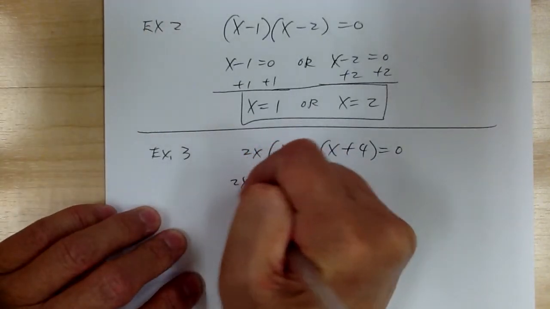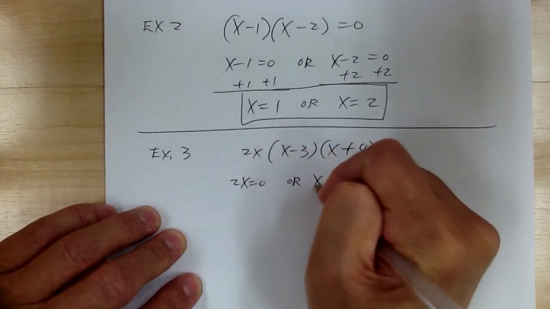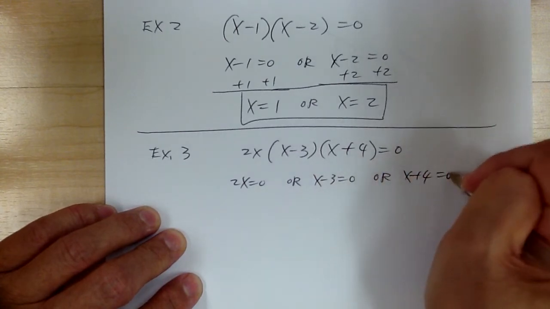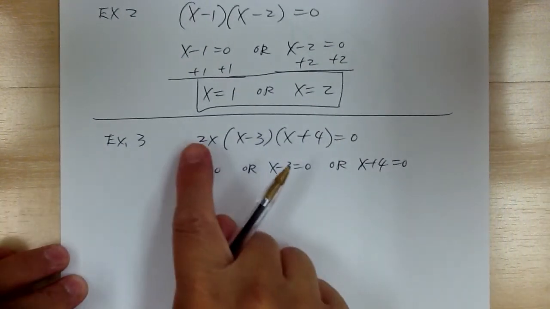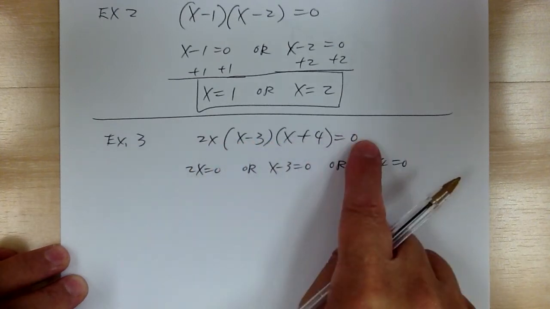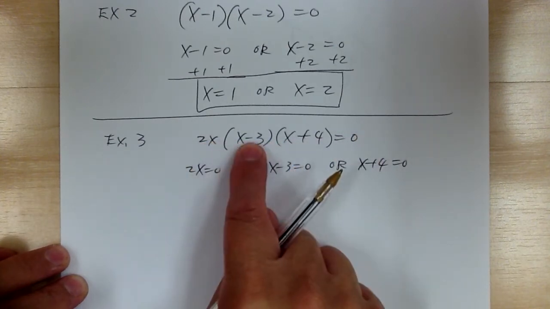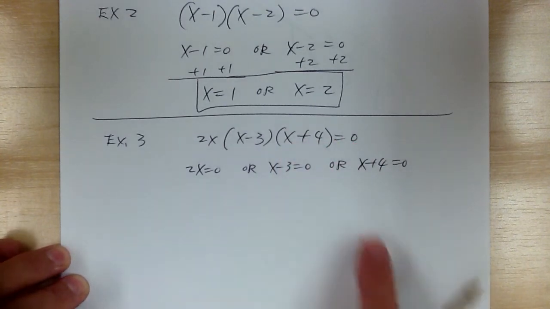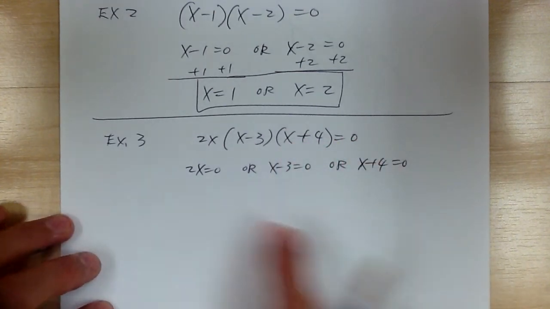So you're going to get 2x equal to 0, or x minus 3 equal to 0, or x plus 4 equal to 0. Again, you have something times something times something equal to 0. That means this has to equal 0, or this has to equal 0, or this has to equal 0 in order to get a 0. That's the only way you can get 0 as your answer. So from here, you can go and solve.